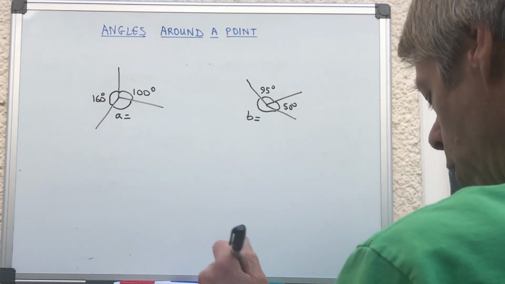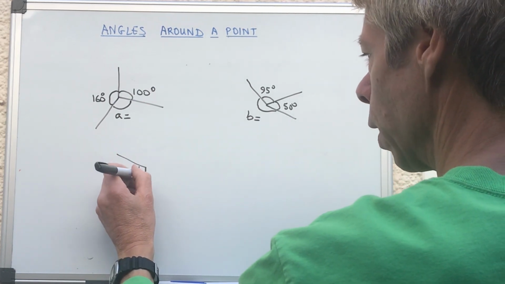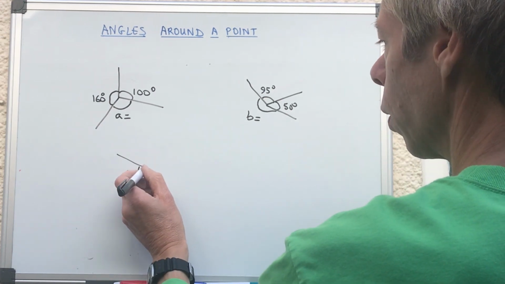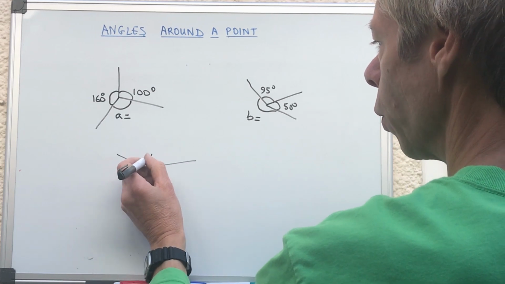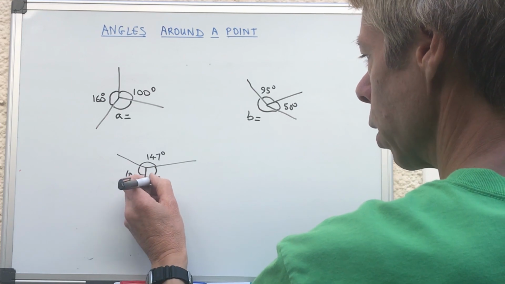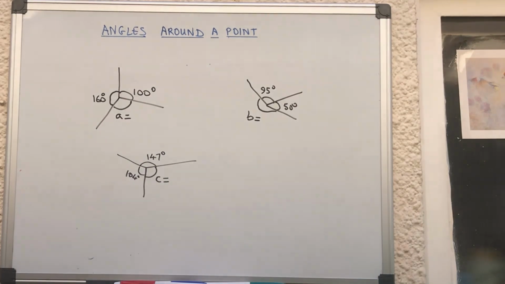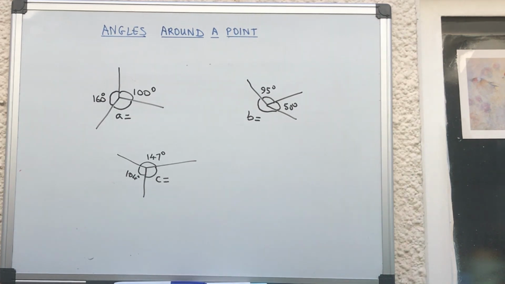So the next question, we have 104 degrees here, and then we have 147 degrees here, and we're going to call this one C. So what would C equal? Okay, so I'll give you just a few seconds to work that out, because you can always stop the video and then we can go through it.